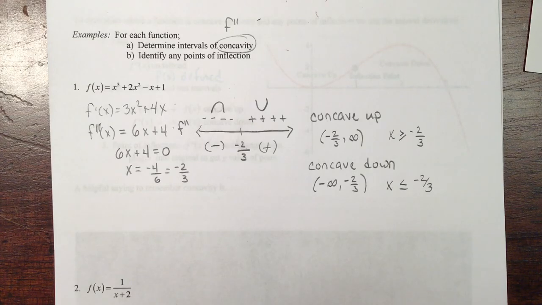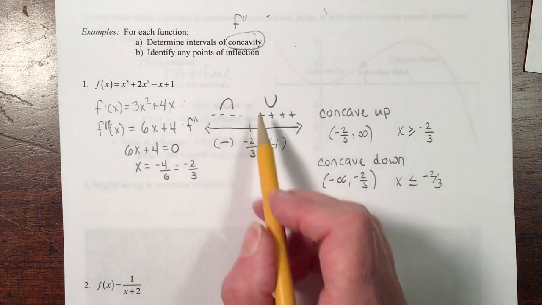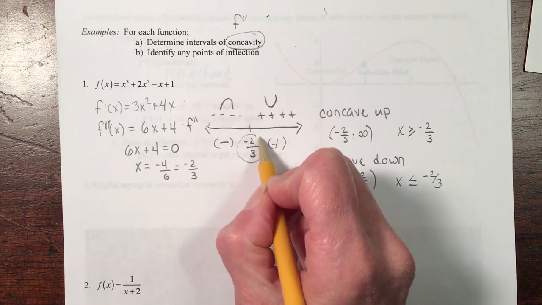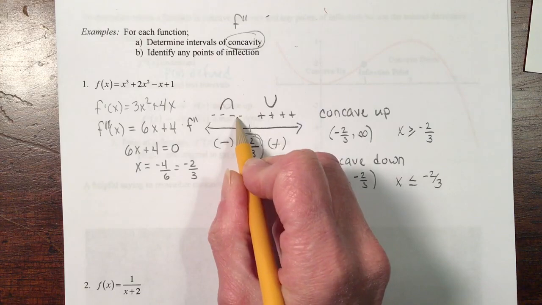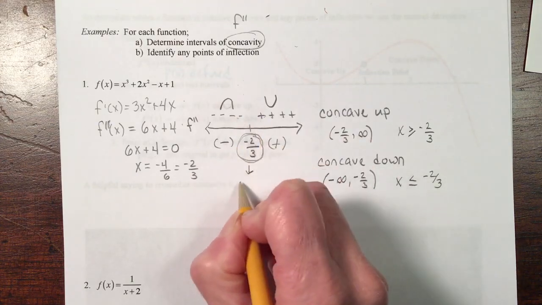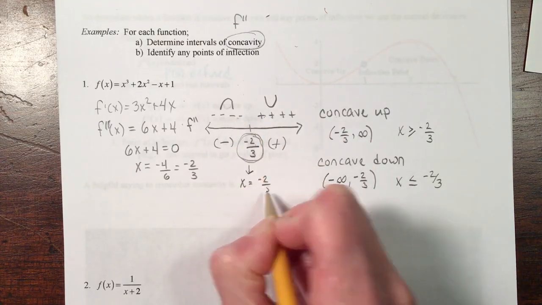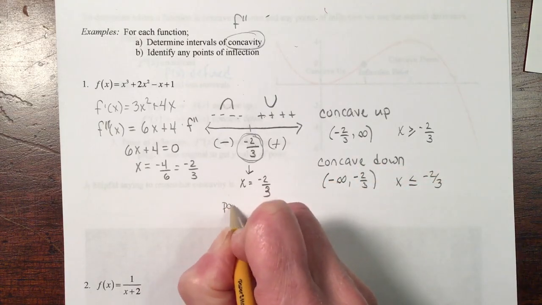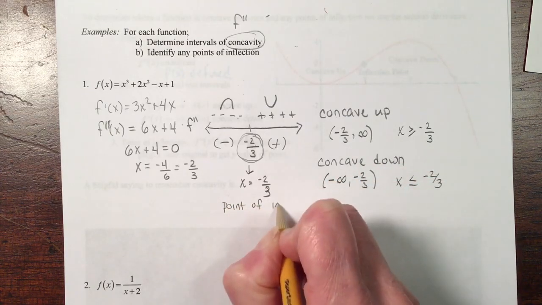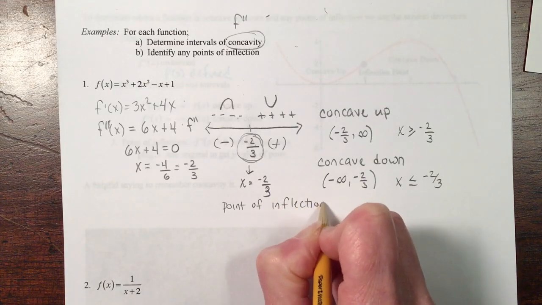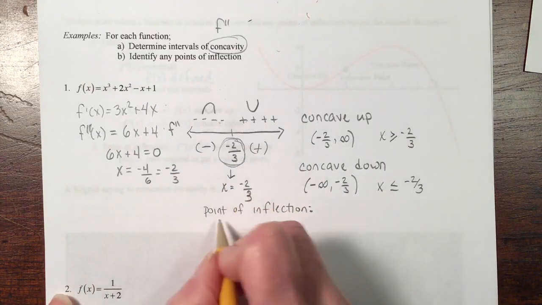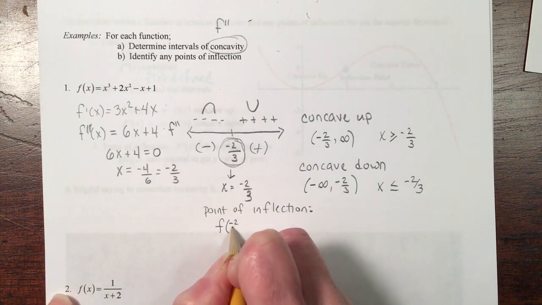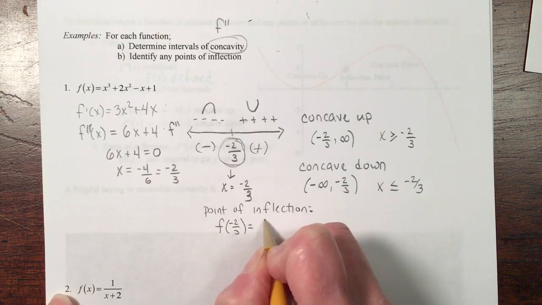Now, if we look, we also want to notice in the graph that there is a place here where the second derivative is 0 and I change concavity. So this is going to be at x equals negative 2/3. We're going to have a point of inflection. And to find the actual point itself, if you're asked to find the actual point on the curve, you're going to take negative 2/3 and plug it in to the original function.